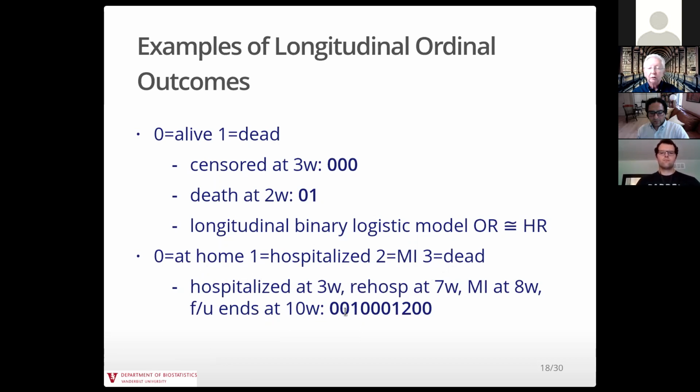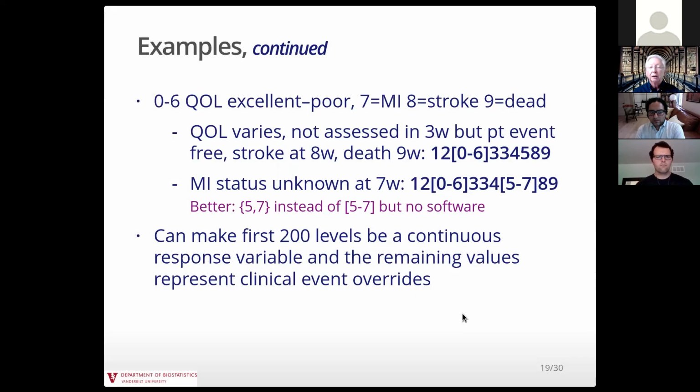So they're going along fine, but then they needed hospitalization at week 3. They needed to be rehospitalized at week 7, but they were at home for these 3 weeks. Then they had a level 2 outcome at 8 weeks, that's the MI. And then they're followed a couple more weeks, and beyond 10 weeks, we don't know anything about the patient. So that's what your data would look like for that person.